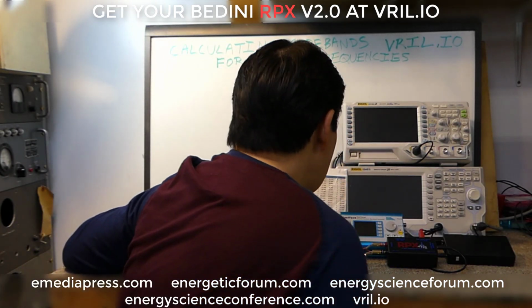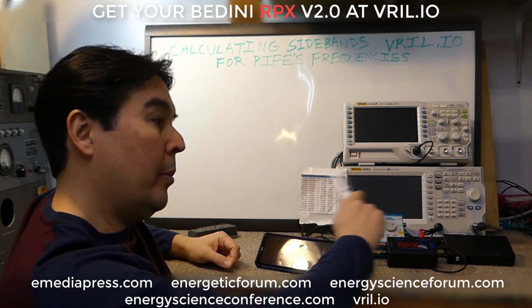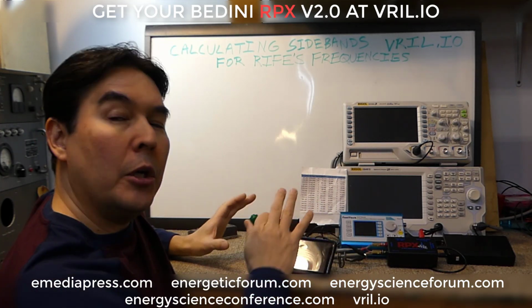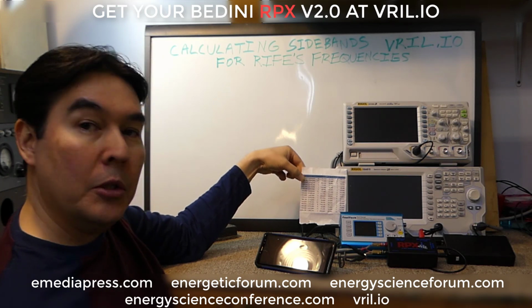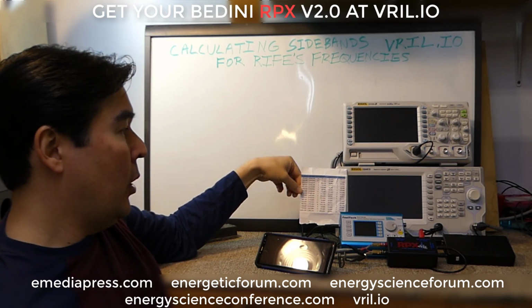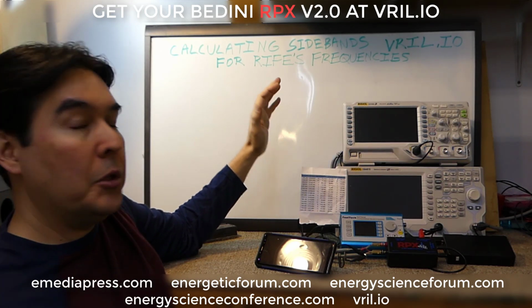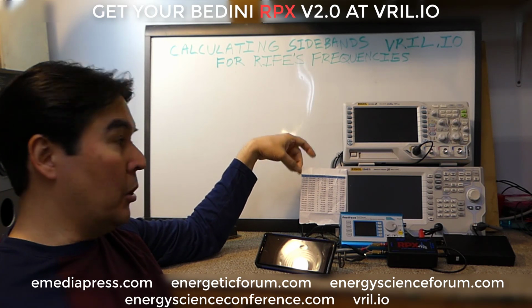So what we're going to start with is the signal generator, which is going to sweep through a certain range, but we're not going to sweep right now. We're just going to focus on these. This is a sheet with maybe 15, 16 Rife frequencies that are supposed to correspond to different things. Again, no claims. I'm just looking at the numbers and looking at the math.